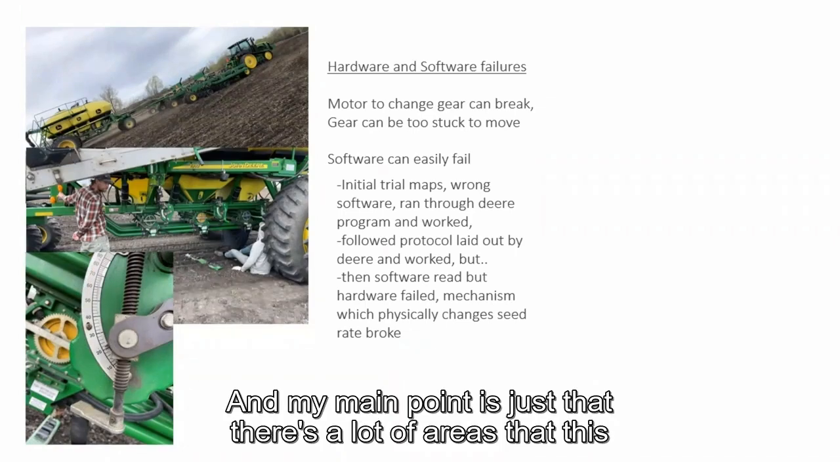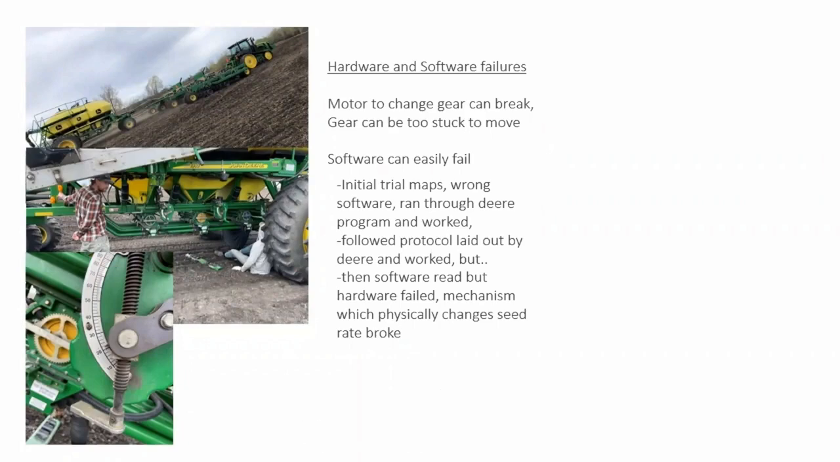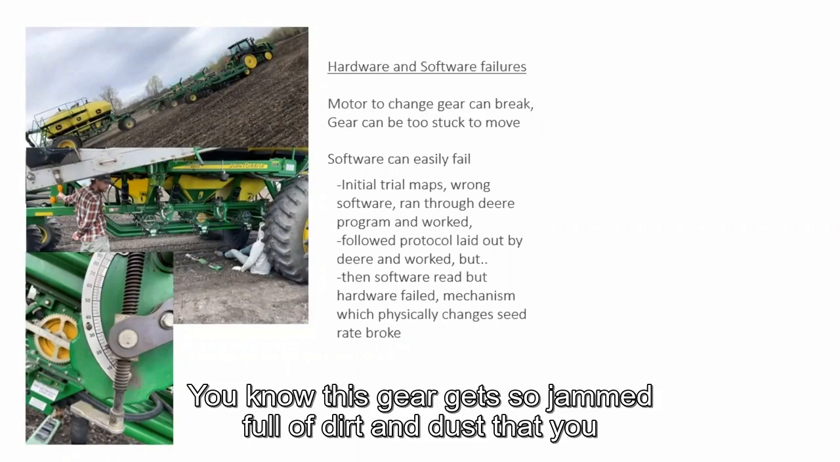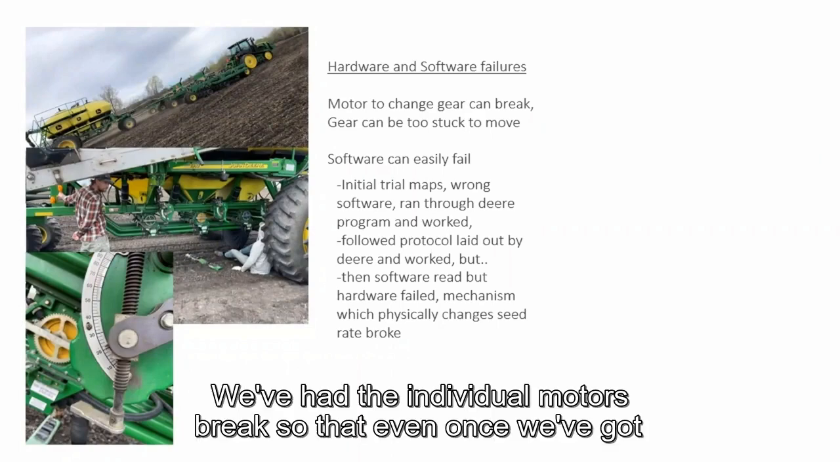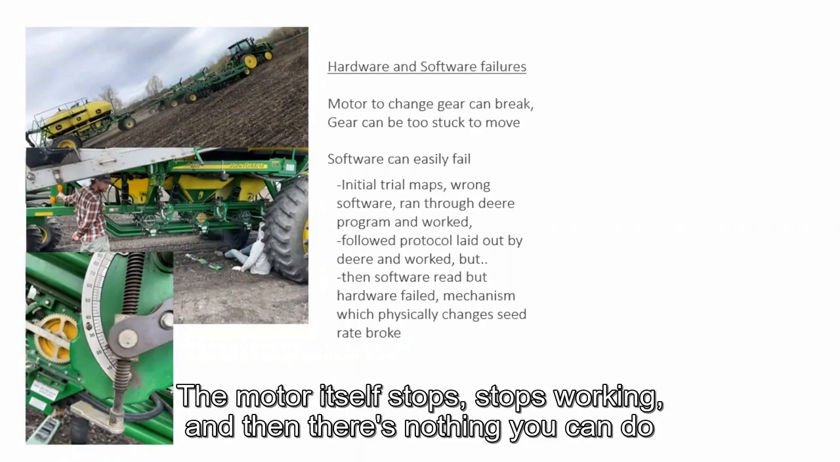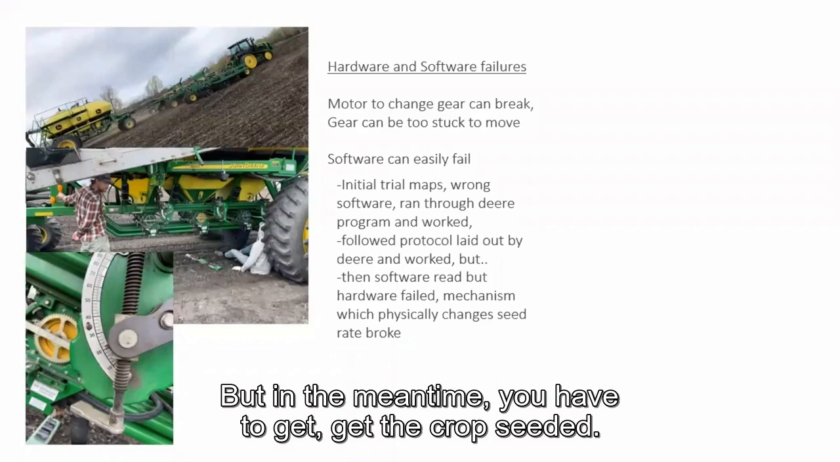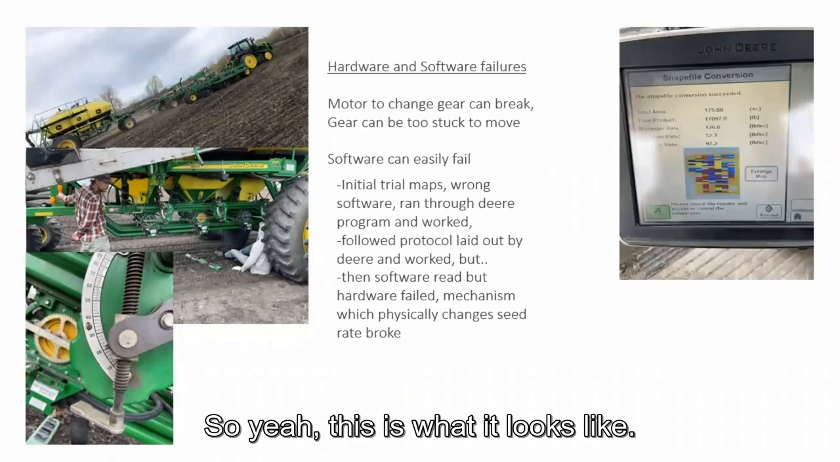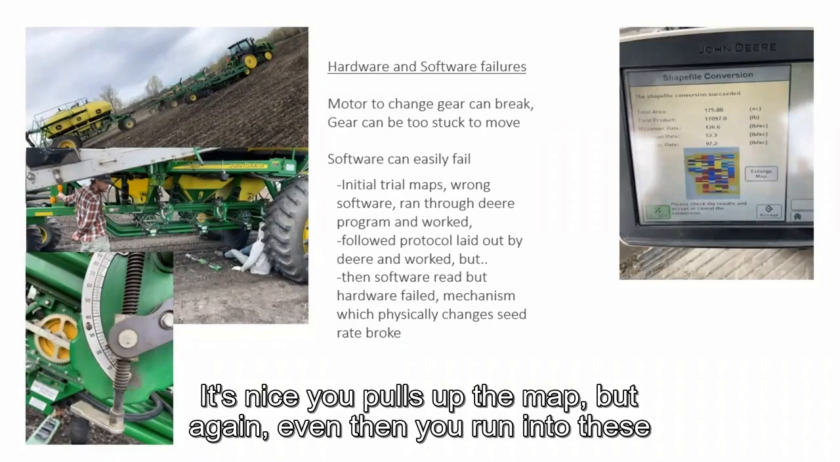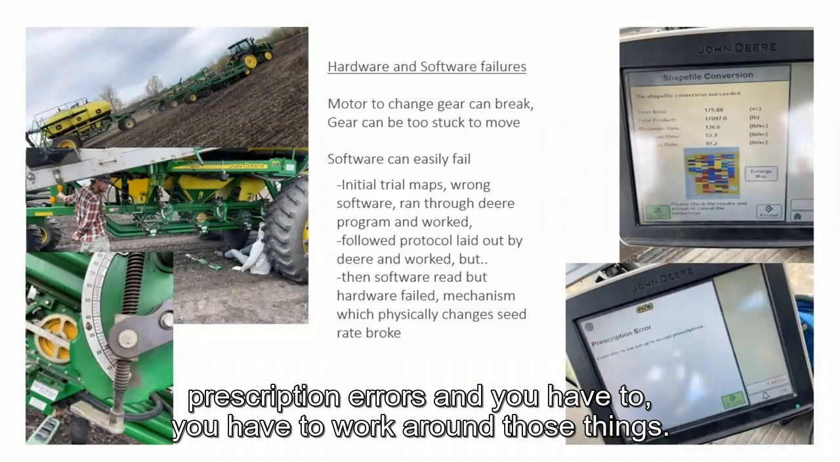And my main point is just that there's a lot of areas that this system can fail along the way. So we've had this gear get so jammed full of dirt and dust that you can't even move it with your hand. We've had the individual motors break so that even once we've got the whole experiment uploaded, ready to go, the software is all functioning, the motor itself stops working, and then there's nothing you can do except order that part and hope that it arrives in the next few days. But in the meantime, you have to get the crop seeded. So yeah, this is what it looks like when it works. It's nice. It pulls up the map. But again, even then you run into these prescription errors and you have to work around those things.